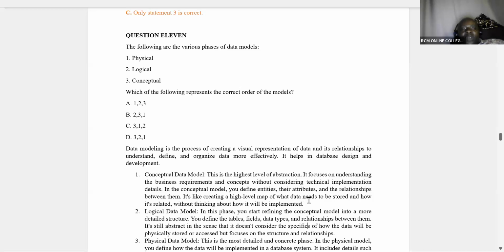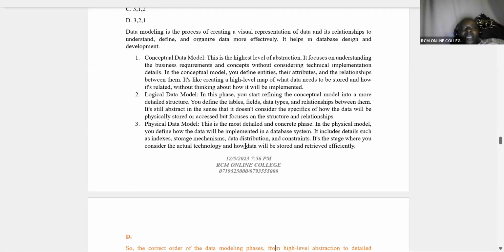Then now we have the logical data model. In this phase, you start refining the conceptual model into a more detailed structure. You define the tables. You have the fields, the data types, and relationships between them. It is still abstract in the sense that it doesn't consider the specifics of how the data will be physically stored or accessed, but focuses on the structure and relationships.